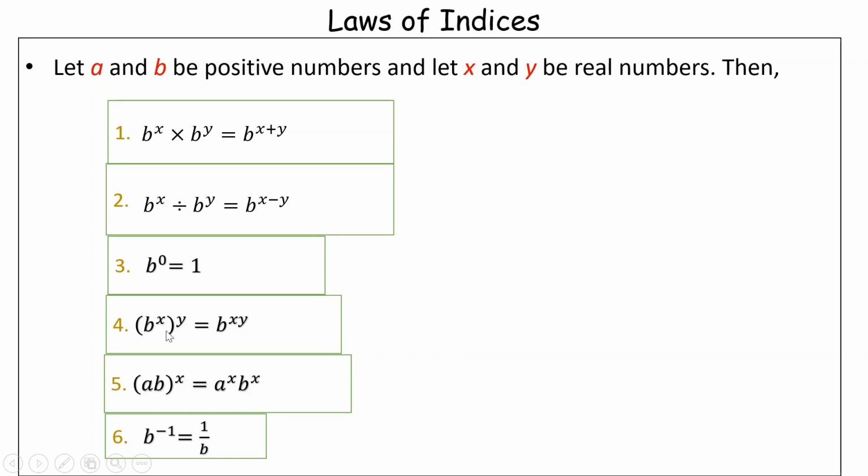We'll be looking at law 4 here, which is b raised to power x and everything raised to power y. When you have a situation like this, what you do is multiply x and y. If you look at law 4 and law 5, you see that they are similar. What this is telling you is that when you have more than one value inside the bracket, the power is going to affect each of the values. So that is why a is raised to power x and b is also raised to power x. And the last one here is b raised to power minus 1, which is equal to 1 over b.